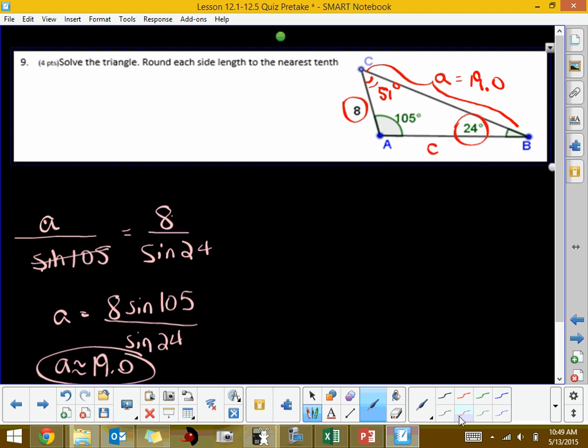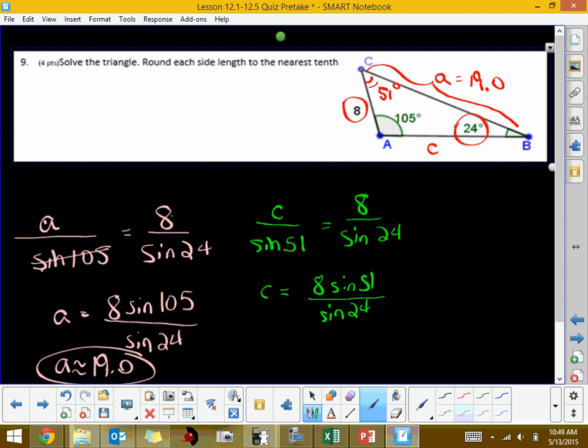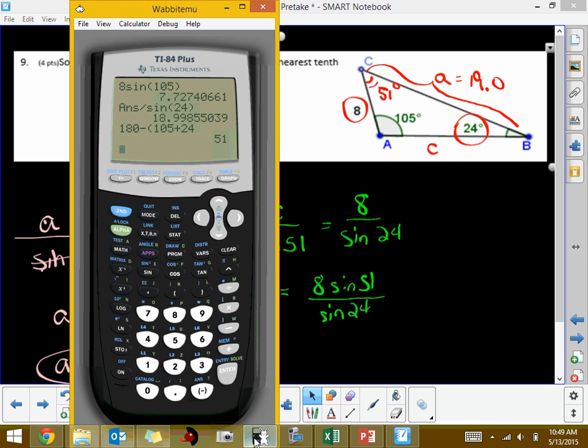To find side c, I would go c is to the sine of the angle across from it, which is 51, as we'll go back and use our side-angle pairs, 8 is to the sine of 24. So to get c by itself, we have to take 8 times the sine of 51 all over the sine of 24. So we'll run our calculation again. We'll take 8 times the sine of 51, and divide that by the sine of 24. Last time I hit enter and then took that answer divided by, but you don't have to. And that gives you 15.3 for your final side length. So c is approximately 15.3.